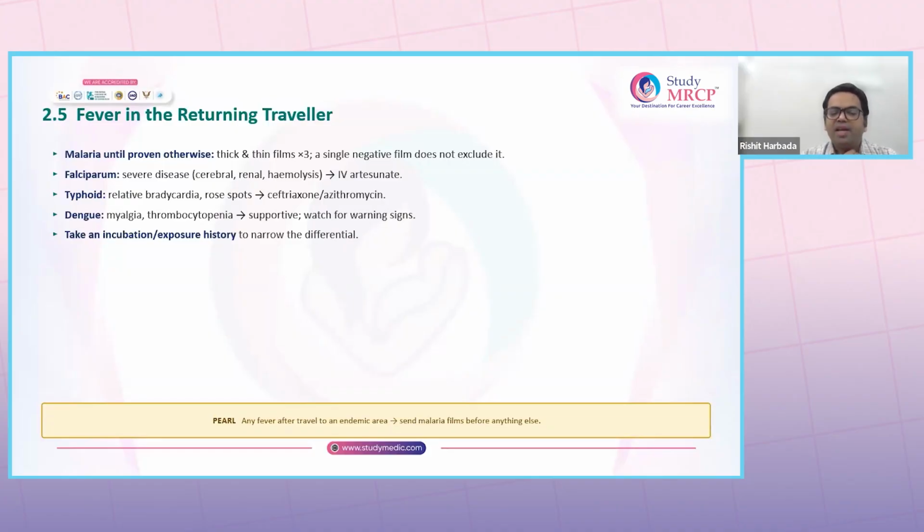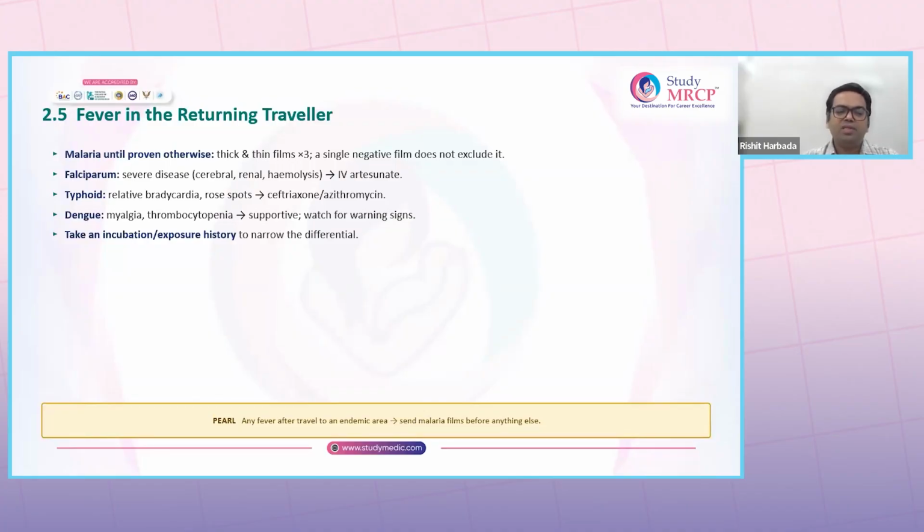Normally, malaria is one of the most common fevers in a returning traveler. Patients present with fever, severe malaise, body pains, splenomegaly, thrombocytopenia, anemia, jaundice. We exclude it by doing thick and thin films, 3 in number, and a malaria rapid antigen test. You do a CBC to see the thrombocytopenia and anemia, LFT to look for jaundice because of hemolysis, and a urine examination. Falciparum malaria causes a severe disease.